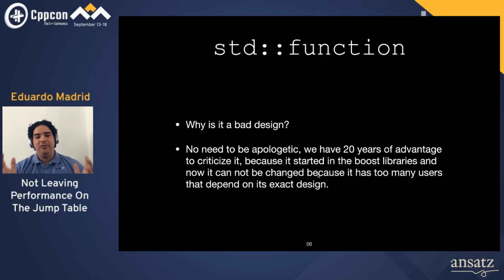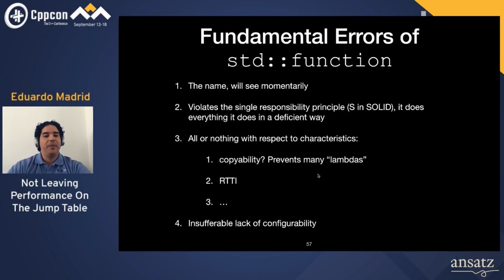And by the way, I don't need to be apologetic to Douglas McGregor and the geniuses that gave these components to us. It has been 20 years, so we are able to do better now. Okay, the name. I have said that it's a trampoline, but the real problem is that it violates the single responsibility principle. It does type erasure, it has an affordance of callability, but because it does all of type erasure and it's not configurable because it does everything in a take it or leave it way, then if you have a lambda, for example, that has a capture that is not copyable, you cannot use a standard function with a non-copyable lambda.